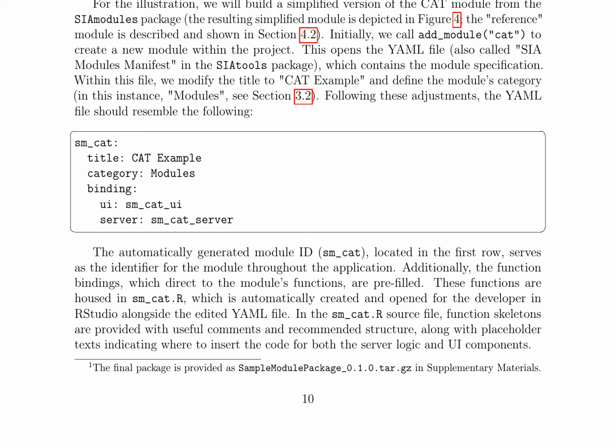The SIAtools package offers the capability to create an R package serving as a container for the SIA module. Developers can utilize the add_module function to configure the package to be compatible with the SIA application, which automatically generates an entry in the YAML file and creates a template tailored for a new SIA module. The YAML file contains the module specification, including the title, category, and function bindings. The automatically generated module ID serves as the identifier for the module throughout the application.